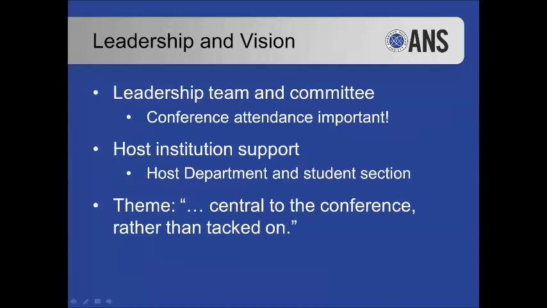Then the other key that goes into this is having a good vision of what's going to make your conference unique and special, and we'll get to that a little bit later. But one of the earliest things that you look at in some of these resources is, what's your conference theme?